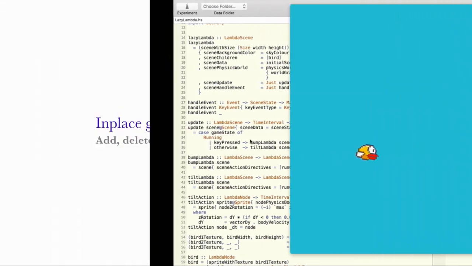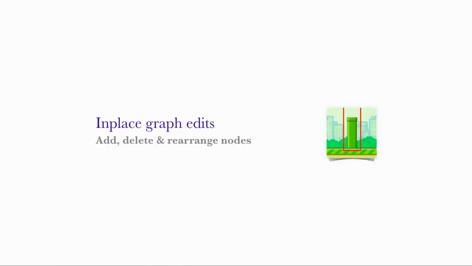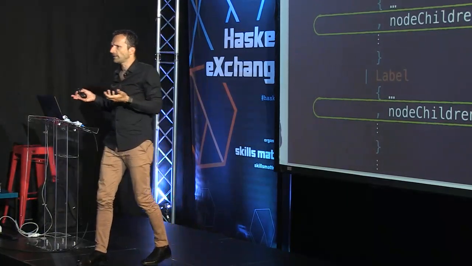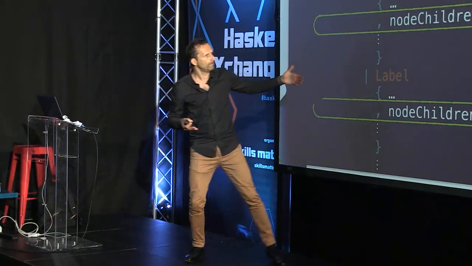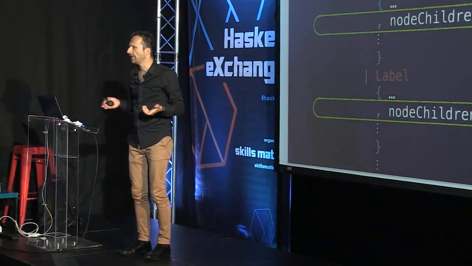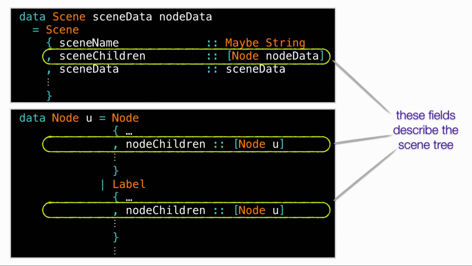All right. So how about the third thing, editing the graph? Well, it's actually quite similar. In all the nodes, the scene, but also all the node variants, carry this list of children. And the way we change the scene is just doing a tree traversal, updating those fields in the tree. It's like any other rose tree setup in Haskell.